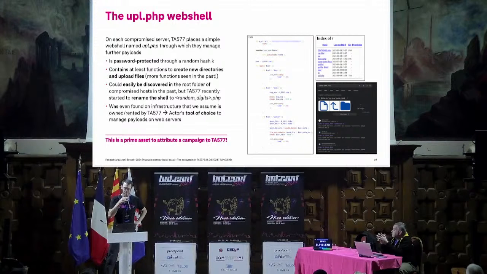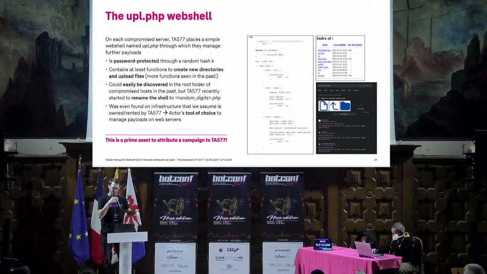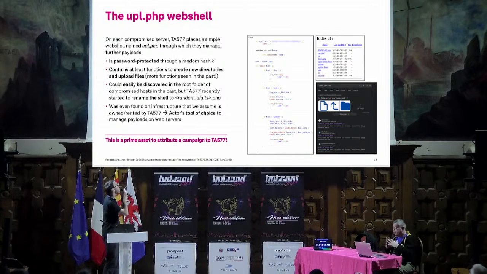Sadly, they might have noticed that people were tracking them in this way, so last year they started changing, and they renamed the shell to a number of random digits.php. And on every server, obviously, they choose a different name. You might even be able to make it out on the screenshot on the right, although it's quite small.